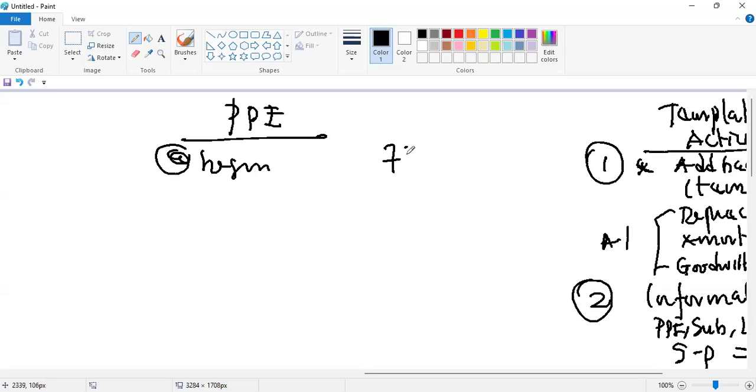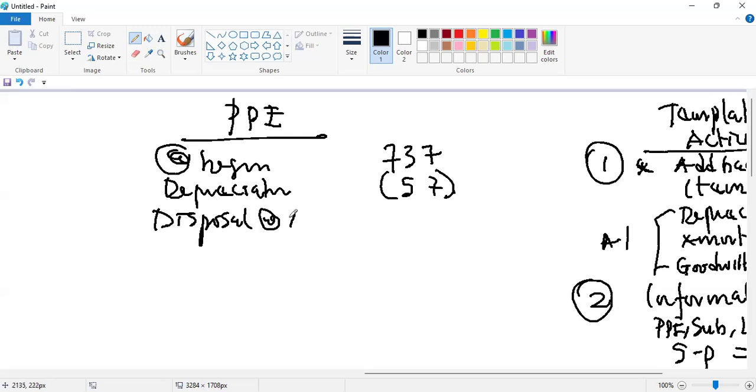Depreciation of 57 was charged. It will reduce my assets. Yes, they disposal at net book value. What is the net book value of the asset disposed? 103.